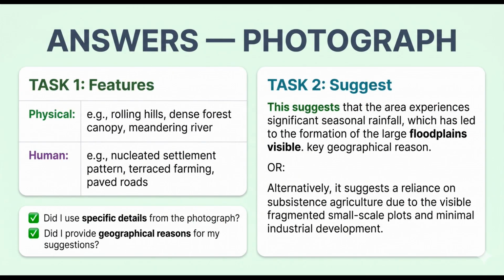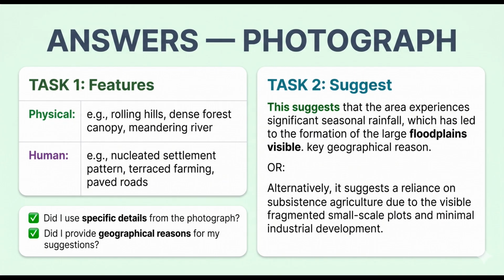Let's go through the answers. For Task 1, physical features you could name: the wide river, the dense forest, the overcast sky. Human features: the cluster of wooden houses, the narrow wooden boat. Either answer in each category is fine, as long as you correctly classified it. For Task 2, model answer, this suggests the area experiences regular flooding. The stilts raise the floor above the flood level, protecting inhabitants from floodwater. That's a complete suggest answer. It uses this suggests, it gives a geographical reason, flooding, and it explains the function of the stilts.